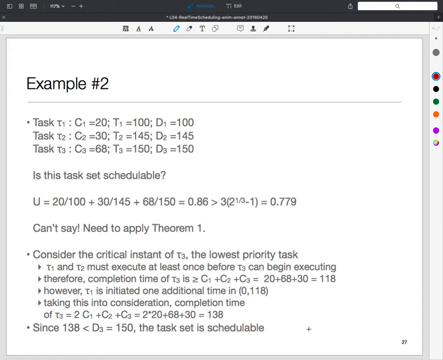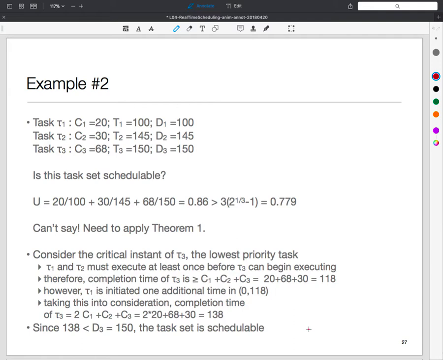So now we know that rate monotonic means task 1 will have the highest priority, task 2 will have the second highest priority, and task 3 will have the third highest priority. We have already shown that 1 and 2 by themselves are schedulable. So now all I need to do is to do a critical instant analysis of task 3. Now critical instant of task 3 would be that it comes simultaneous with a copy of task 1 and task 2. So now let's do a mental simulation of what might happen.